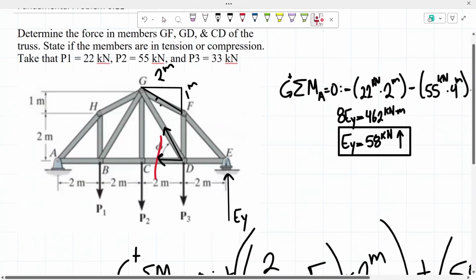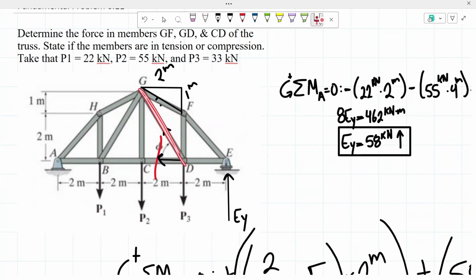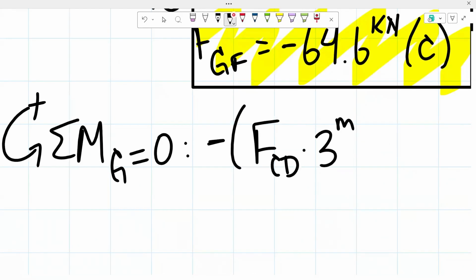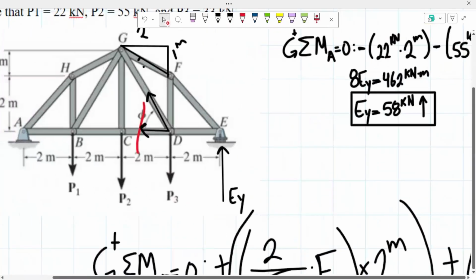We know that our force of the member GF will not be creating a moment. Our force of our member GD will not be creating a moment. So the only things that are going to be creating a moment are the force of our member CD, P3, and our reaction EY. Since I assumed that our member is in tension, in this case it is going to the left, meaning it's going to be creating a clockwise moment, meaning a negative moment. From here to here, we have a total distance of 3 meters. So we have a negative moment with a force, that's what we're trying to determine, force of CD times a distance of 3 meters. From there, we have our P3.